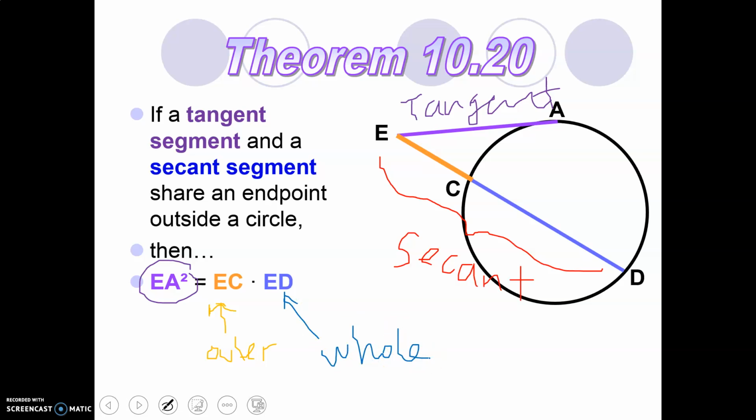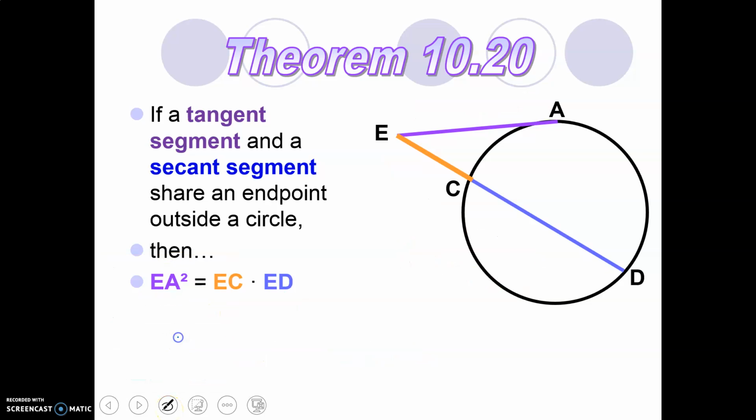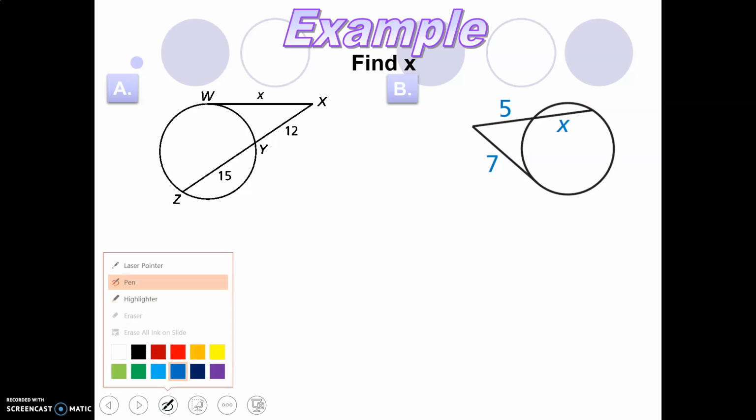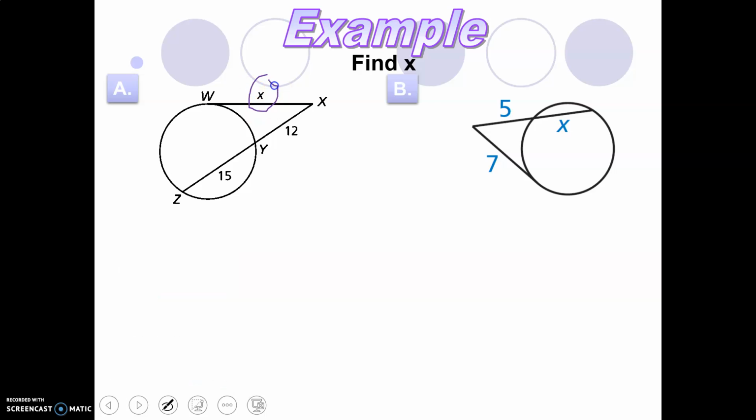All right, so I have a 15-minute time limit, so I'm going to speed this up and we're going to try some problems out here. All right, example number 1A here. So I'm going to take this tangent portion. This is my tangent. And I'm going to square that. I'm going to write x squared. And that's going to be equal to my secant portion, 12, times 12 plus 15.